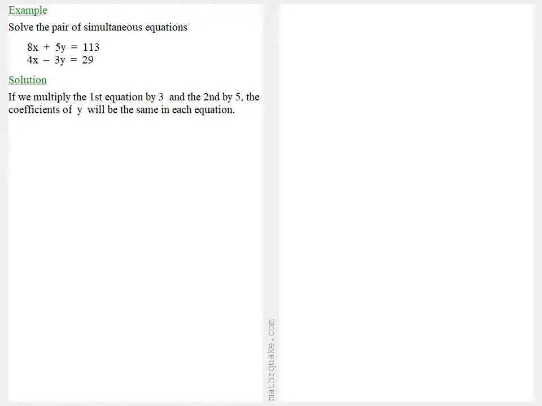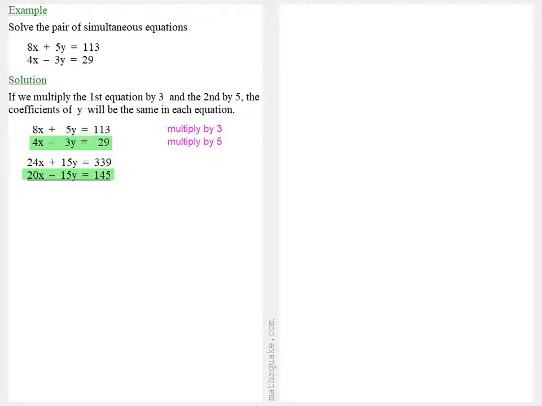Let's see. We start with 8x plus 5y equals 113 and 4x minus 3y equals 29. If we multiply the first one by 3, that gives us 24x plus 15y equals 339. If we multiply the second one by 5, that gives us 20x minus 15y equals 145. So we have plus 15y and minus 15y, and if we add those together, that'll give us nothing. So adding the two equations gives us 44x equals 484.